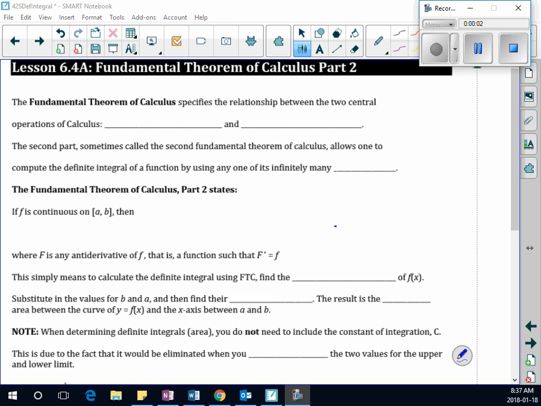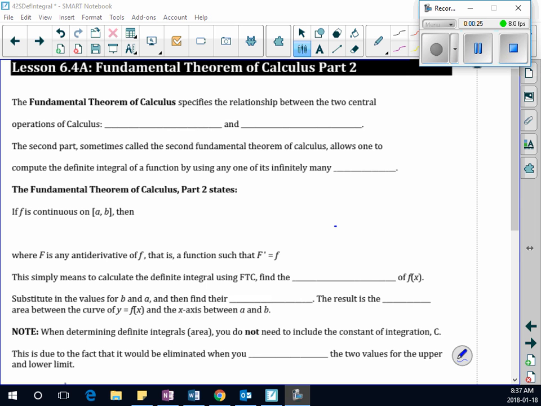All right, so today we start one of the biggest theorems in calculus called the fundamental theorem of calculus. I'm going to start with part 2 because part 2 helps you with finding definite integrals. So it's kind of a nice transition from the antiderivatives that we were doing yesterday, our last lesson.